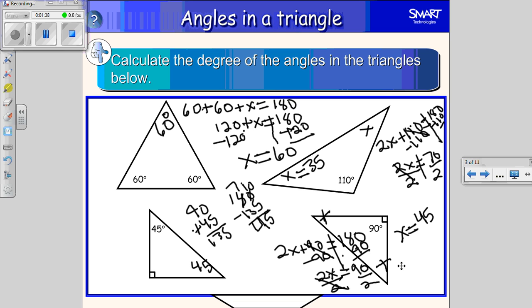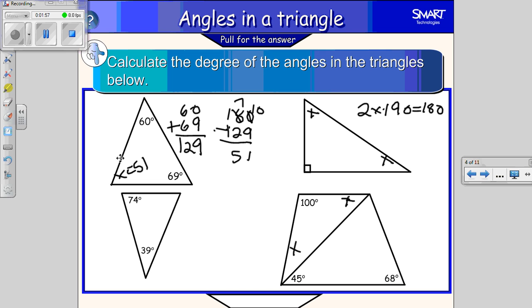Alright, and then the last one, I know these two sides are missing, so I'm going to assume that they are the same. So I say 2x plus 90 equals 180. So 2x's minus 90 gives me 90 divided by 2. I get x equals 45. So both of these x's equal 45.